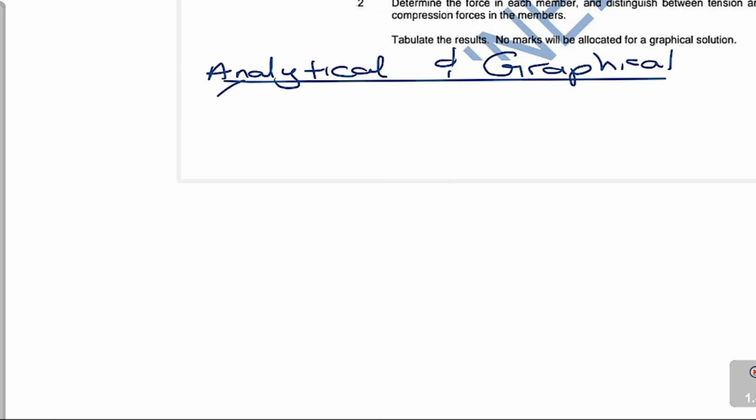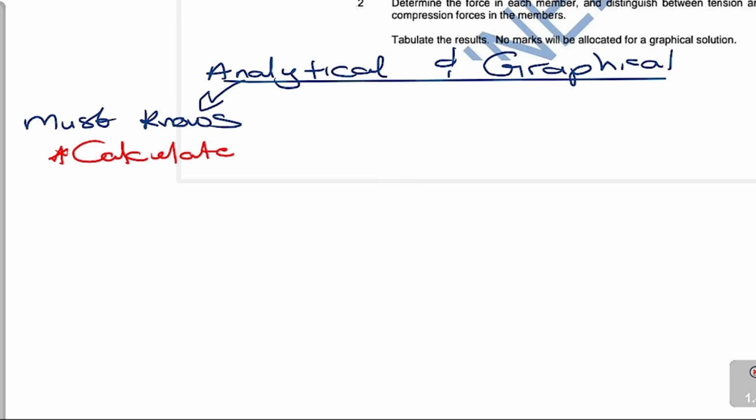If you're working with analytical, these are the must-knows. The first thing that you must know is how to calculate your two reactions. You must be able to calculate your two reactions.